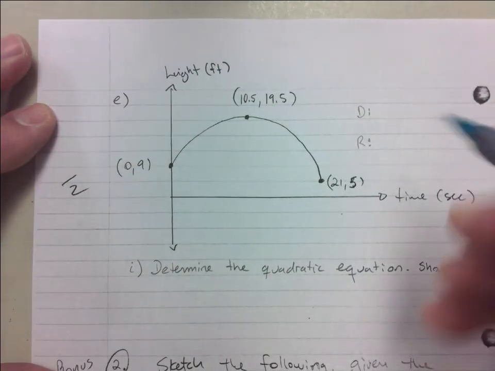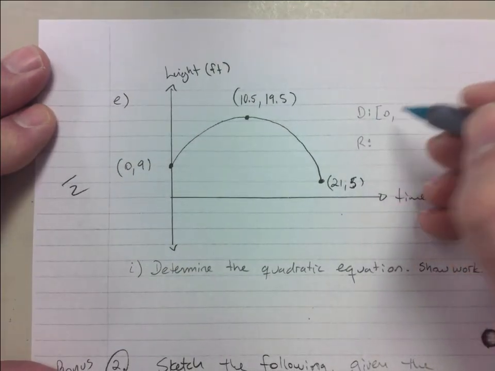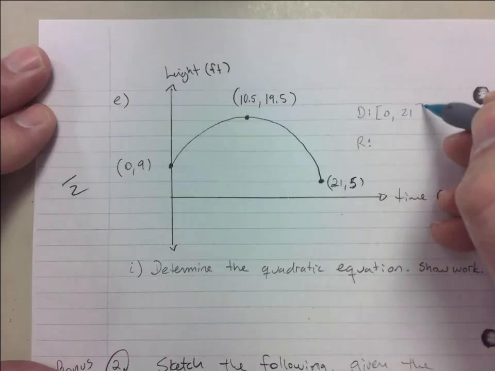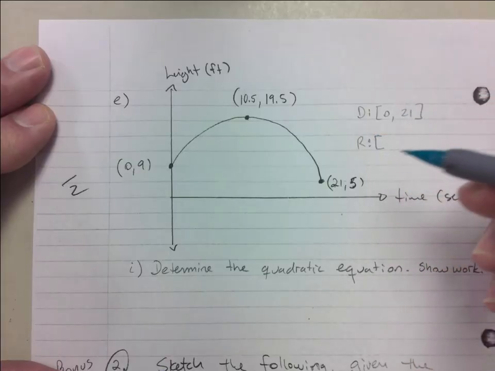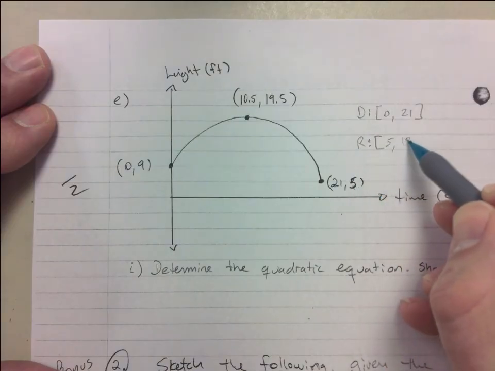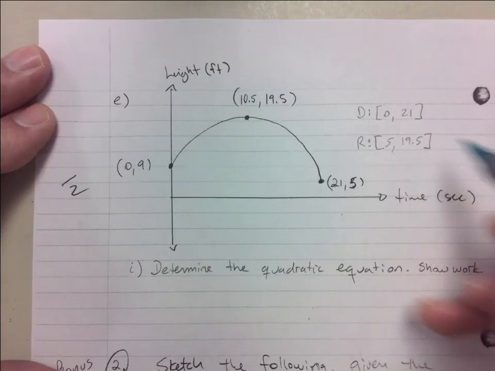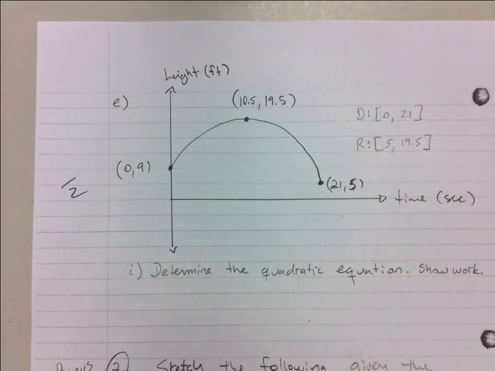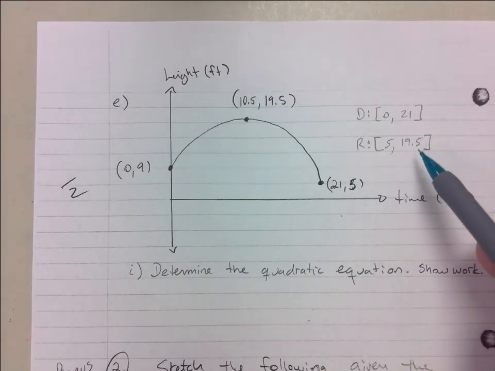Okay, so this one, domain goes from 0 to 21, and range goes as low as 5, as high as 19.5. I will not do the other one because I think by now you understand, right? This one would be between 0 and 21. This one would be between 5 and 19.5.